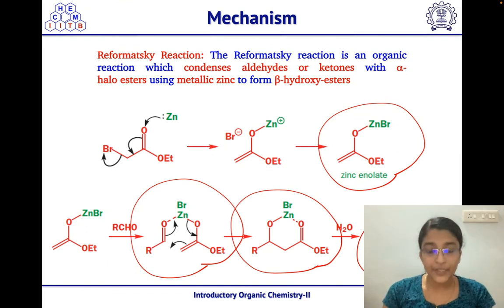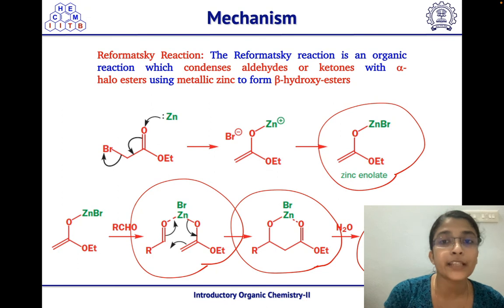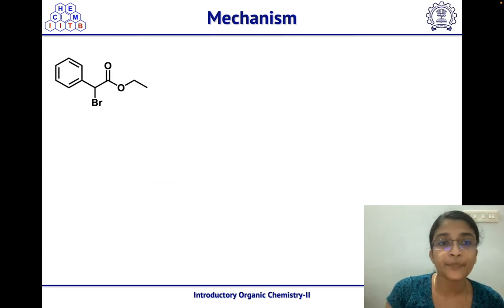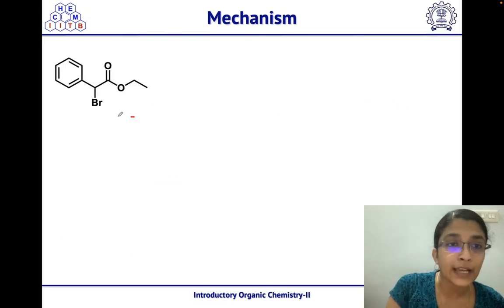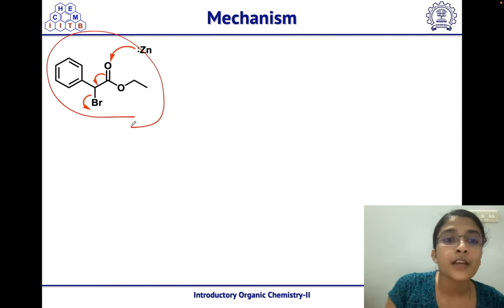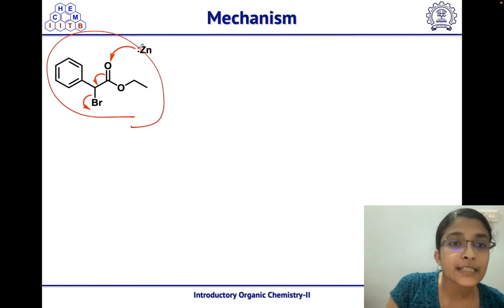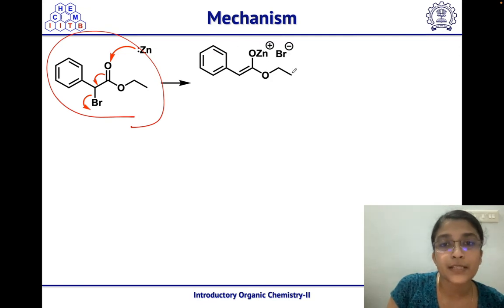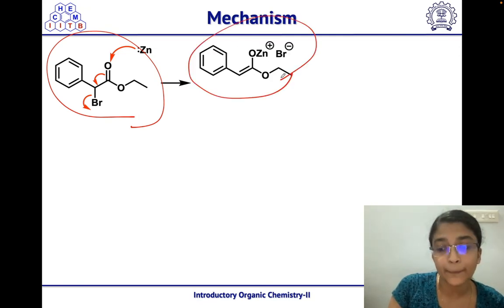And coming to the mechanism of the reaction that is given in our question. We have this alpha bromo ester. Upon treatment with zinc, the zinc will add onto this oxygen. This carbon-oxygen double bond will break, this electron density will shift here, and this bromide will eliminate, and we will get this species. So this is compound A.